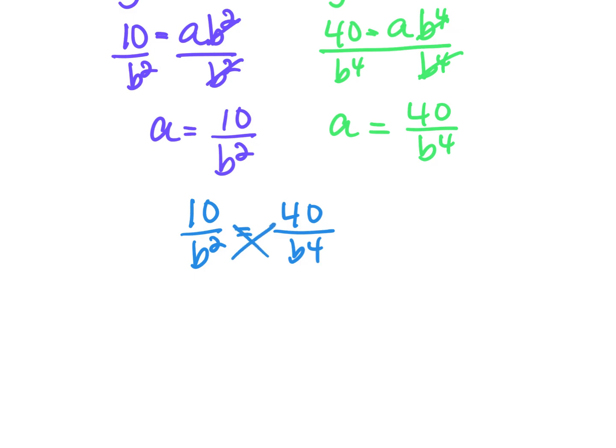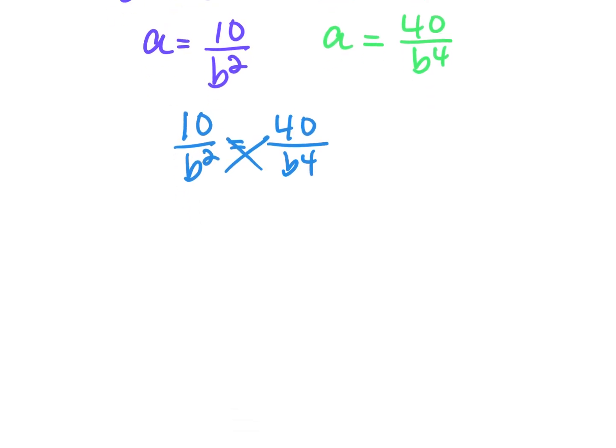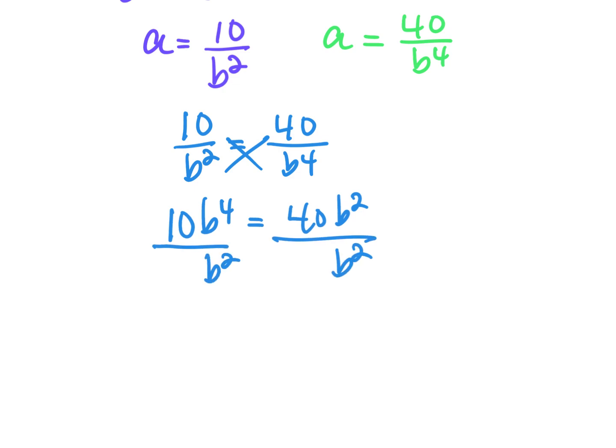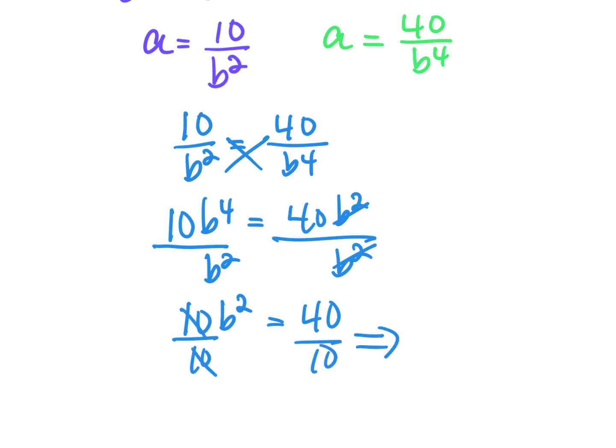Cross multiply, then we're going to come up with 10 b to the 4th is equal to 40 b squared. Okay, we divide both by b squared to isolate. In here, b to the 4th divided by b squared is going to give you b squared. That's going to give you 40 divided by 10. Therefore, my b squared here is equal to 4. And the value of b is only 2. Now I solved for b already.